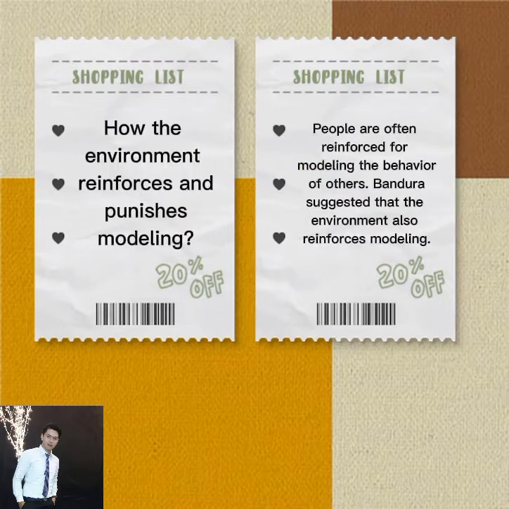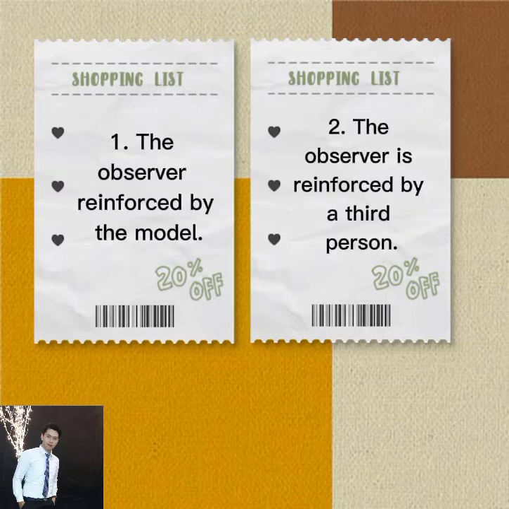Now, how the environment reinforces and punishes modeling. When we say reinforce, meaning there is something added to increase the likelihood of a behavior. While when we say punishment, there is something added to decrease the likelihood of a behavior. People are often reinforced for modeling the behavior of others. Bandura suggested that the environment also reinforces modeling, and this is in several possible ways. Number one, the observer is reinforced by the model. For example, a student who changes dress to fit in with a certain group of students has a strong likelihood of being accepted and thus reinforced by that group.